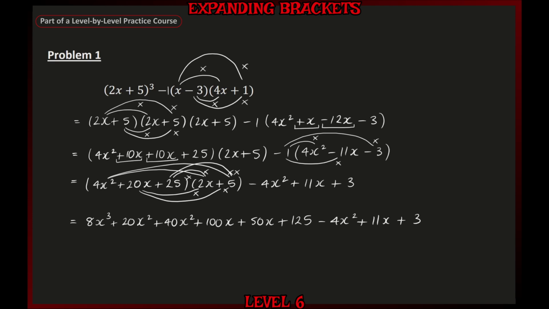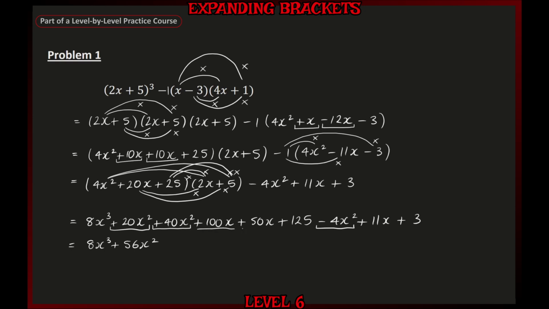To finish simplifying, we now need to collect together all the like terms from this expression. So the 8x cubed is on its own, so we have 8x cubed. Next, we have a 20x squared plus a 40x squared, which is 60x squared, minus a 4x squared. So this gives us plus 56x squared.